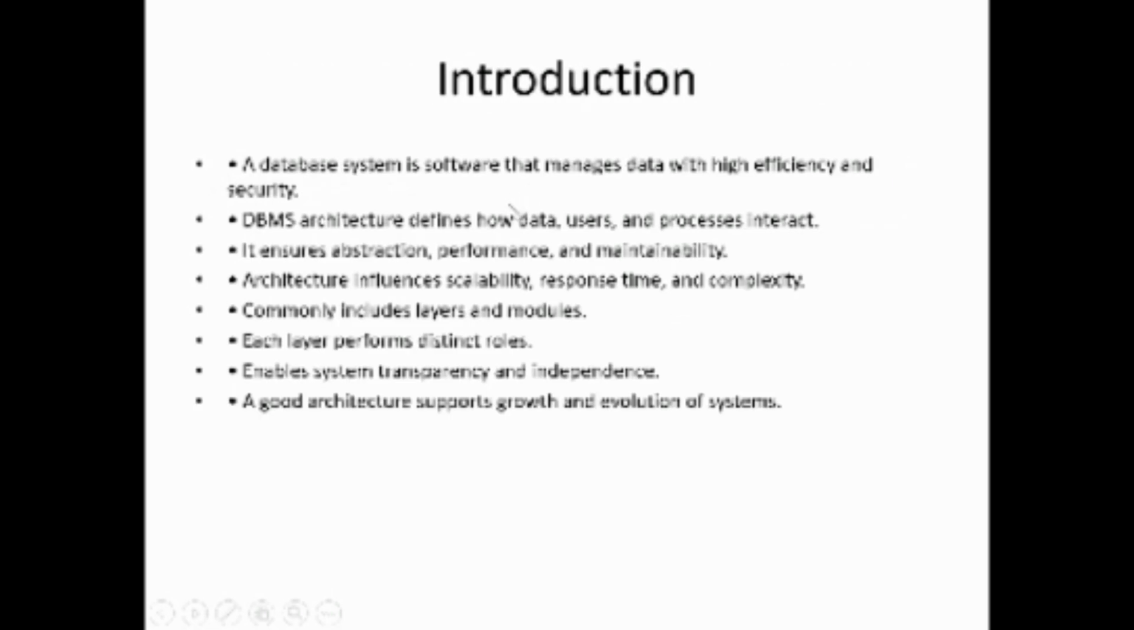So, first, introduction. A database system is software that manages data with high efficiency and security. So, it will manage the data in a very secure manner. Next, the DBMS architecture defines how data, users, and processes interact. It ensures abstraction, performance, and maintainability. Architecture influences scalability, response time, and complexity. It commonly includes layers and modules. Each layer performs distinct roles, enabling system transparency and independence. A good architecture supports growth and evolution of systems.